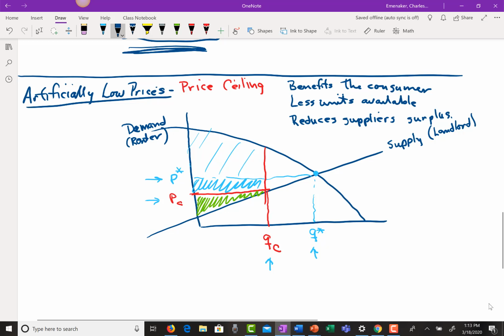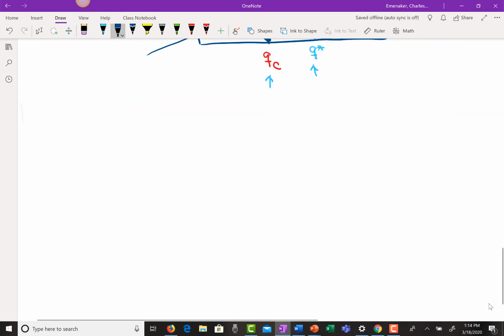Okay, so a price ceiling is when a price is set artificially low. At this artificially low price, a new level of supply results, and it reorients everything. A second scenario is if prices are set artificially high.